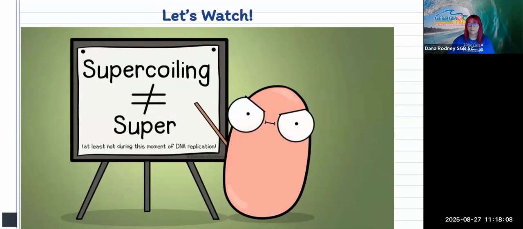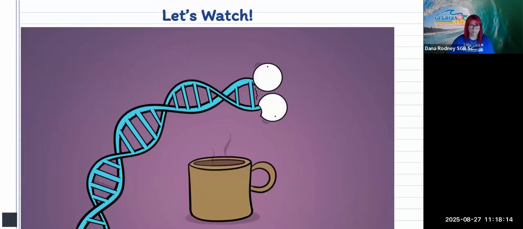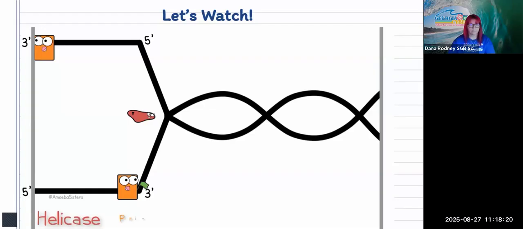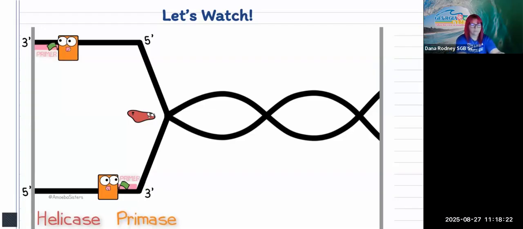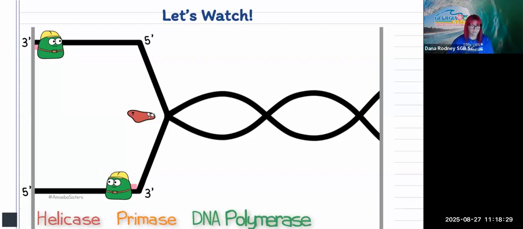Supercoiling might sound super, and it can be when you're trying to compact the DNA, but it's something that needs to be controlled during DNA replication. Supercoiling can involve an overwinding of the DNA, and you need the DNA strands to be separated for the next steps. Primase comes in and makes RNA primers on both strands. This is really important because otherwise DNA polymerase won't know where to start. In comes DNA polymerase.